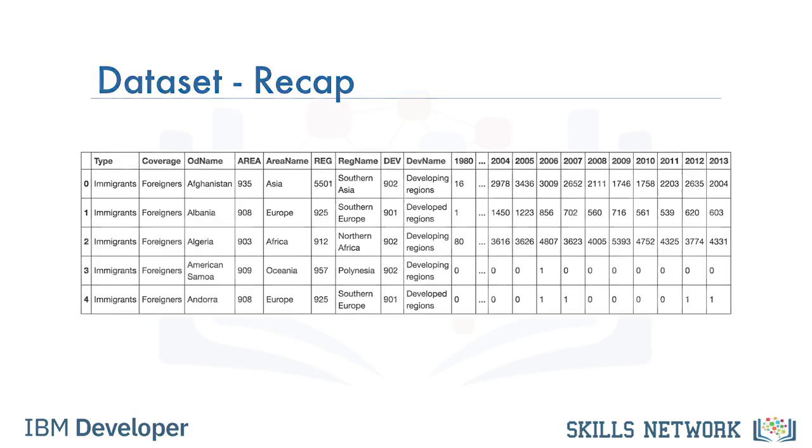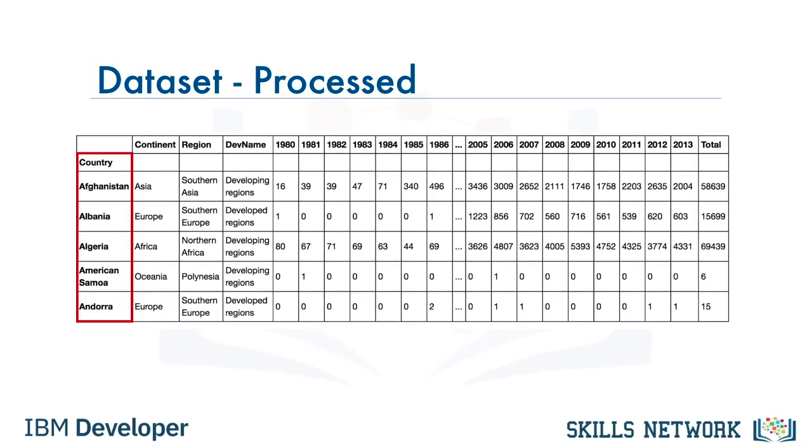Now let's process the data frame so that the country name becomes the index of each row. This should make retrieving rows pertaining to specific countries a lot easier. Also, let's add an extra column which represents the cumulative sum of annual immigration from each country from 1980 to 2013. So for Afghanistan, for example, it is 58,639 total, and for Albania, it is 15,699, and so on.